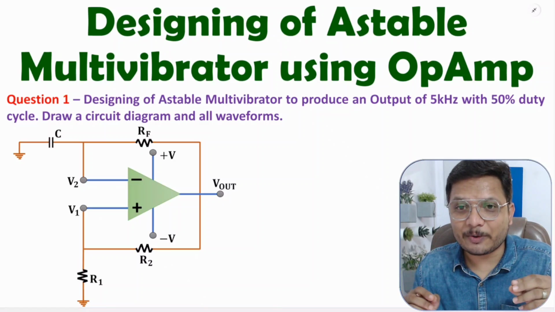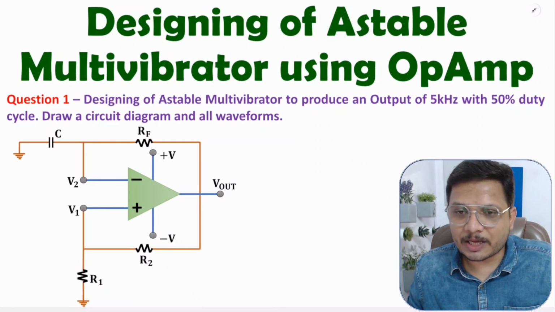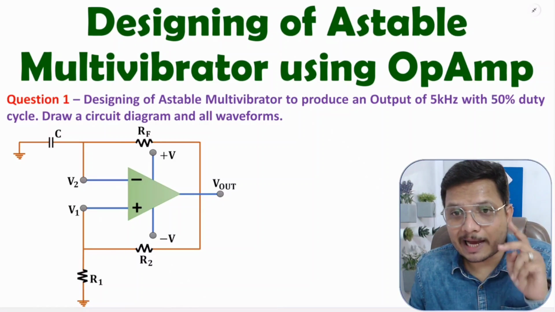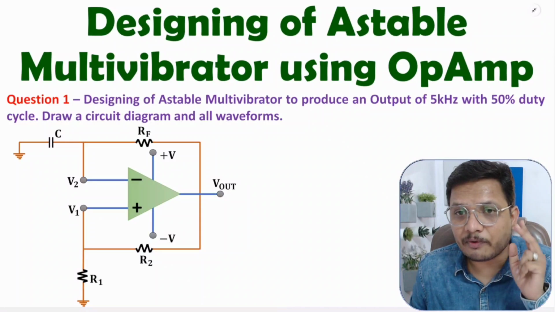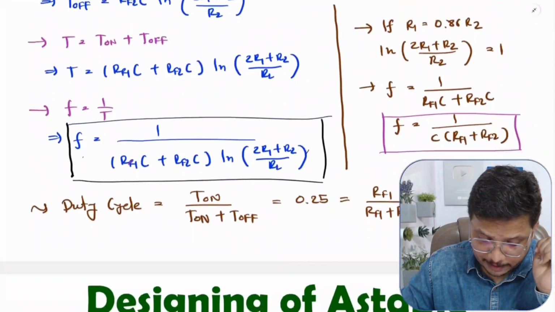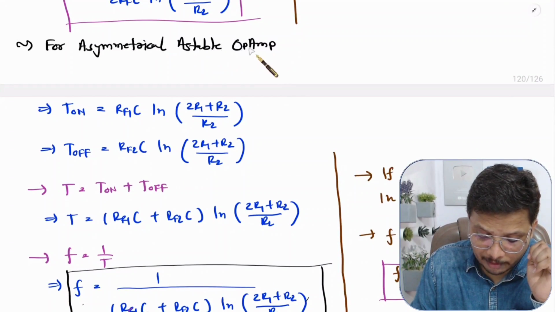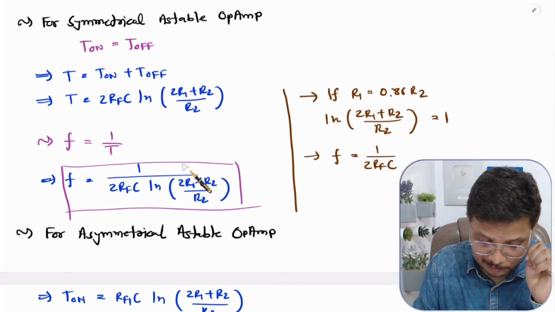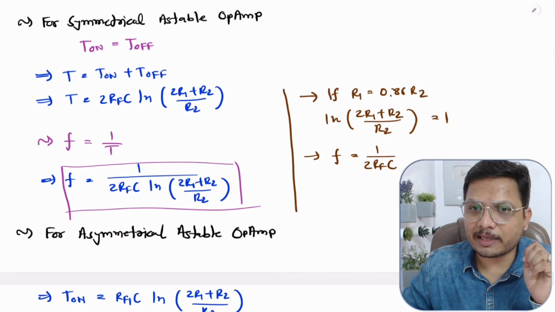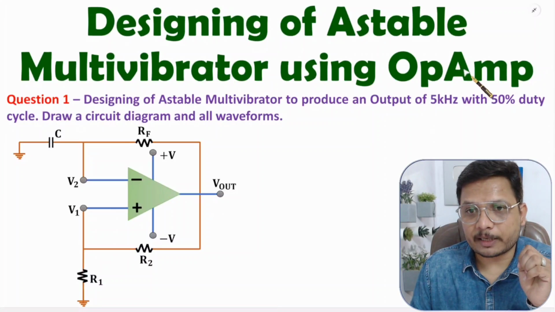In this video, I'll be going to explain you two designing problems based on Astable Multivibrator using Operational Amplifier. Before you see this video, I request you to go through my last video based on frequency derivation for Astable Multivibrator using Operational Amplifier, in which I have explained frequency calculation for asymmetrical astable op-amp, as well as I have explained frequency calculation for symmetrical astable op-amp. If you have seen this video, then you can easily design questions based on astable multivibrator using operational amplifier.